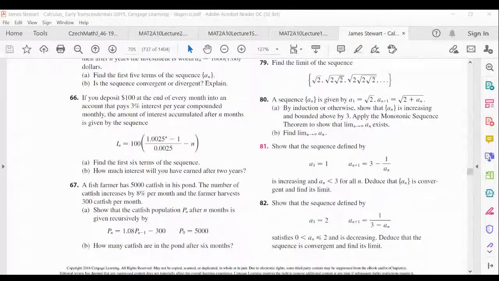Okay, let's see. I'm going to stop sharing. I wish I could see what students are writing. Can we know that the sequence is converging because of the monotonic sequence theorem? Yes, it would. If you can show that the conditions of the monotonic sequence theorem are satisfied, then you would be able to conclude that it's converging because of that theorem. That is correct.